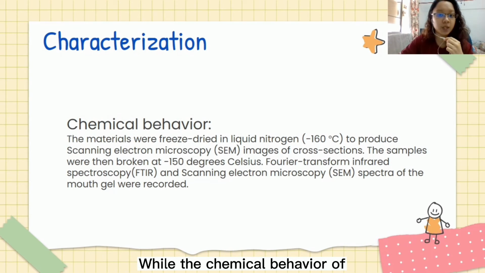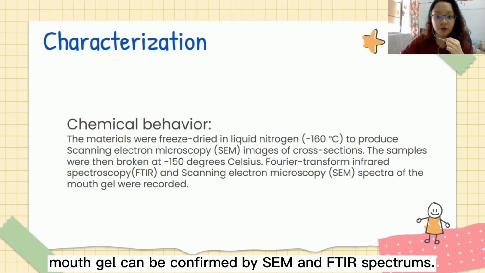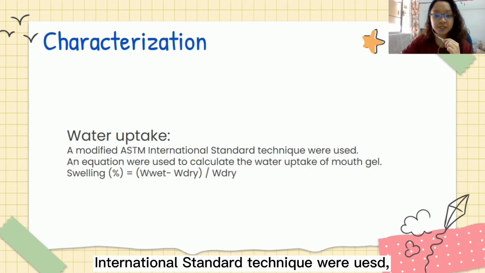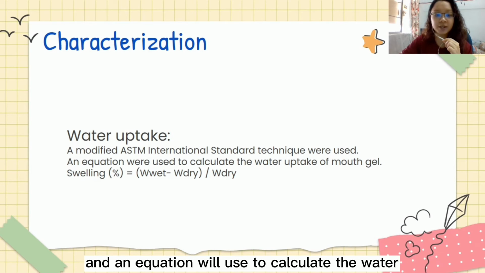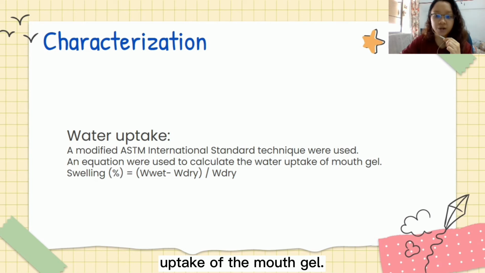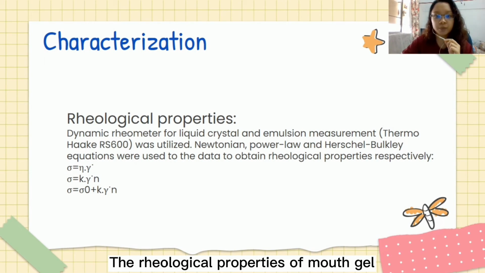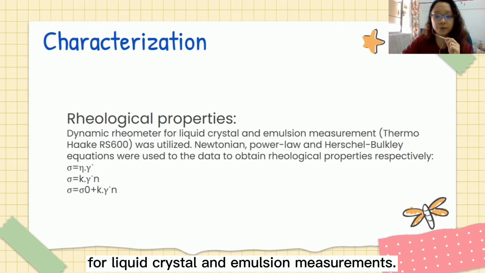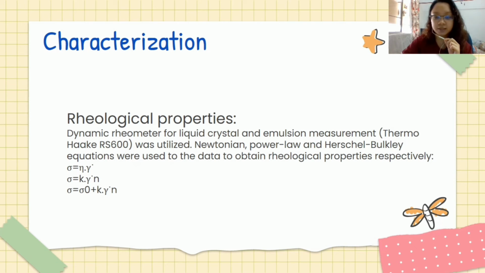While the chemical behavior of the mouth gel can be confirmed by SEM and FTIR spectra. For the water uptake, a modified ASTM International standard technique was used, and an equation was used to calculate the water uptake of the mouth gel. The rheological properties of the mouth gel can be determined by a dynamic rheometer for liquid crystal and emulsion measurements.